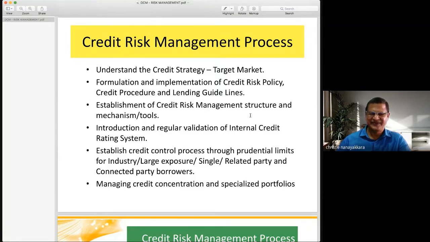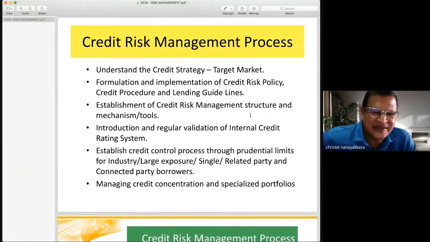They will identify the people with the ability, who should be analyzing credit, who should be approving credit, and up to what limit they can do it. The delegated authority levels will also be recommended by the credit risk management unit.